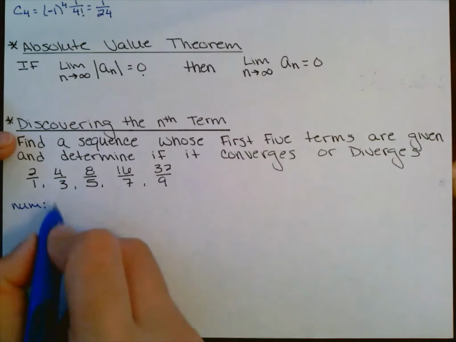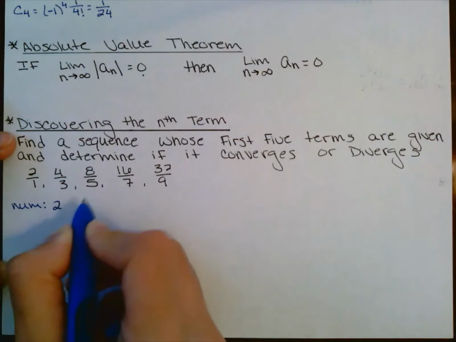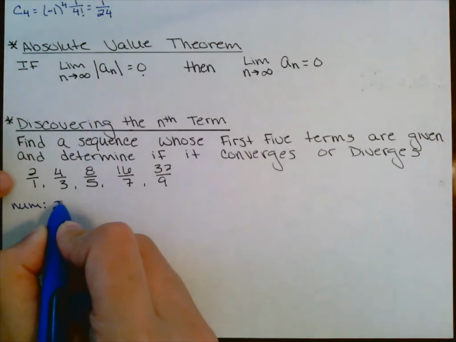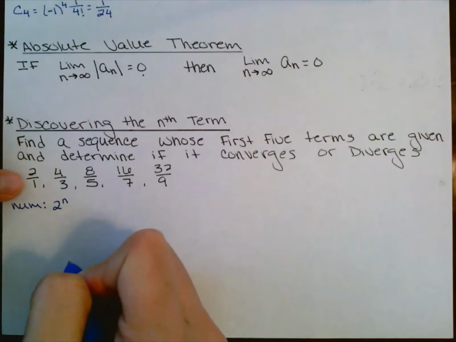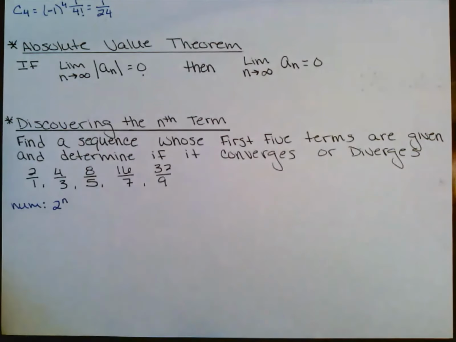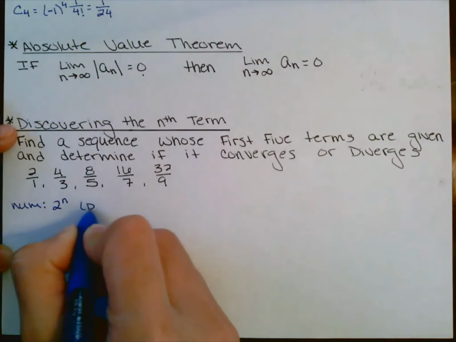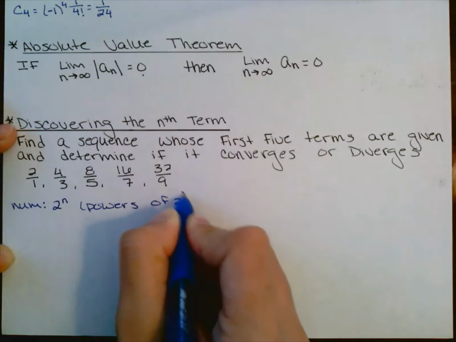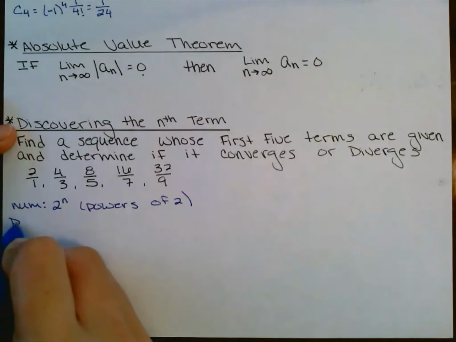So we're catching that this is 2 raised to, if it was the first, second, third, fourth, that is being represented by the term. So if n represents the term, first term, second, third, and so on, we can write 2 raised to the n. And that's how we represent powers of 2. Now let's check out the denominator.